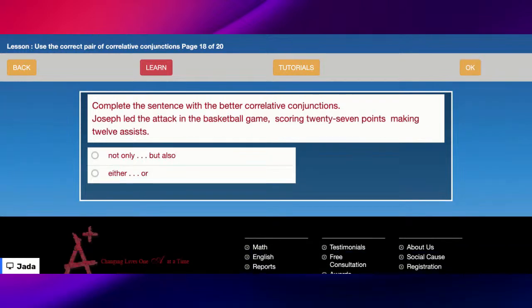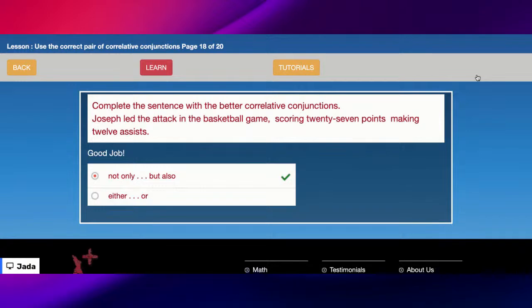Joseph led the attacks in the basketball game, dash scoring 27 points, dash making 12 assists. So, is it led the attack in the basketball game, not only scoring 27 points, but also making 12 assists? Not only like that.